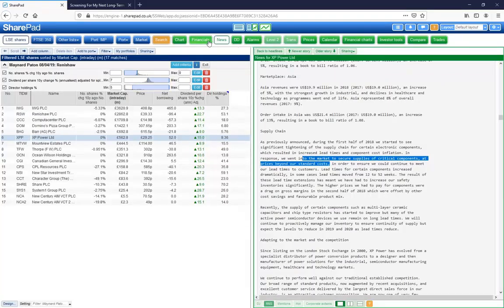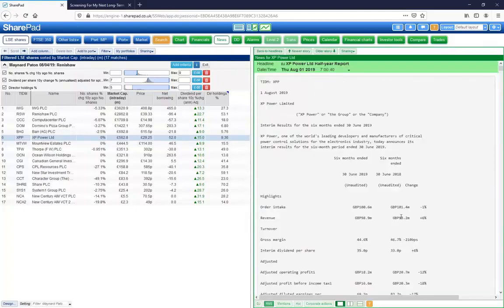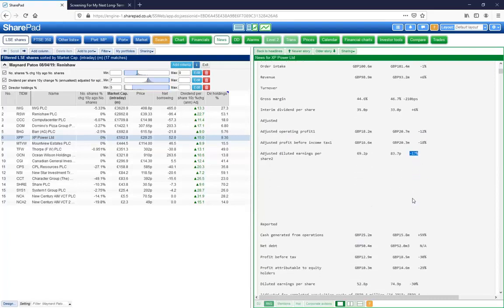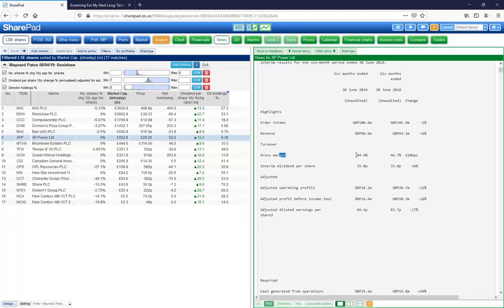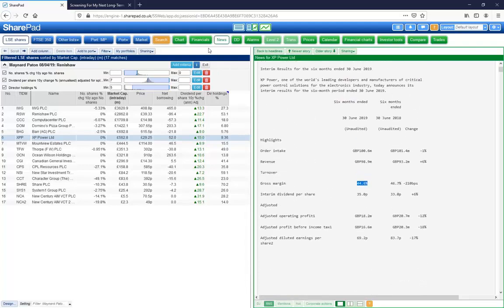We can check what's happened by going back to the headlines, and let's look at these half-year results. We can see that revenue was up 6% in the first half, but the profits are down 18, down 17, and that looks to be because of gross margin. Here we go. So gross margin of 44. Margins have fallen 2%, and that's down to the increase in stock. So that's not great. So let's go back to the financials.